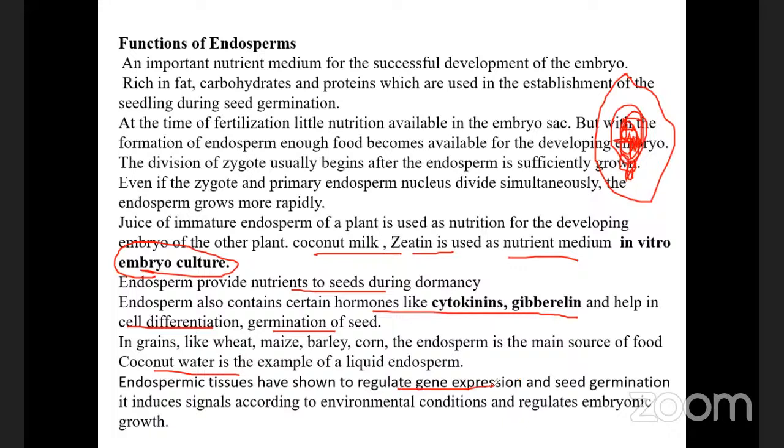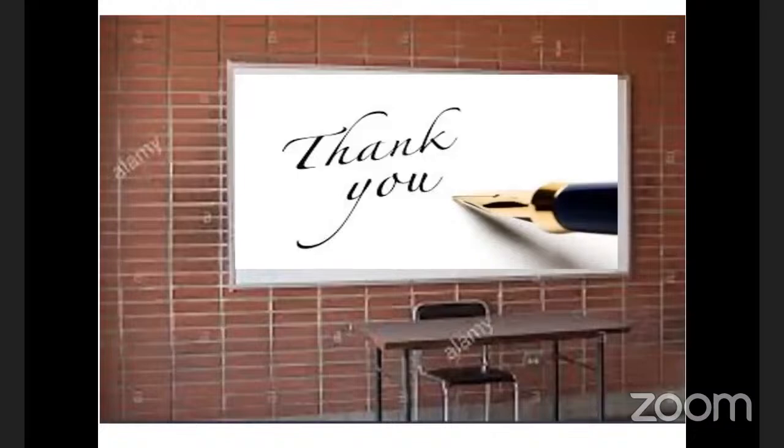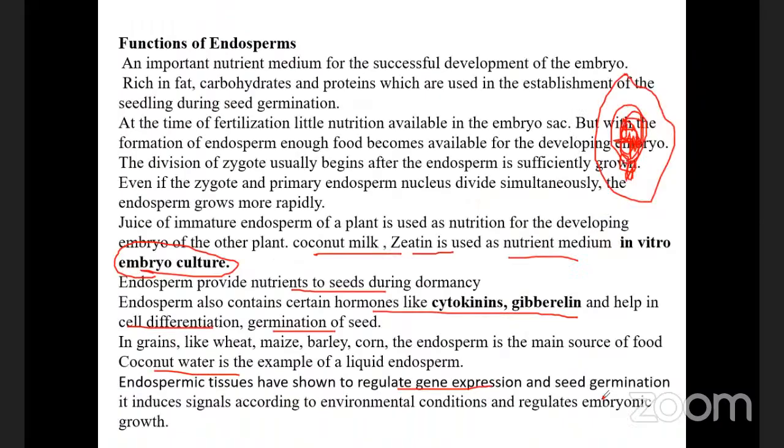It shows the regular gene expression and seed germination, and includes signals according to the environmental condition, whether embryo development is needed or not, whether embryo maturation is needed or not, whether seed germination is needed or not. That all will be regulated. The seed germination and gene expression will be regulated by inducing the signal by the endosperm according to environmental condition and the availability of nutrition.